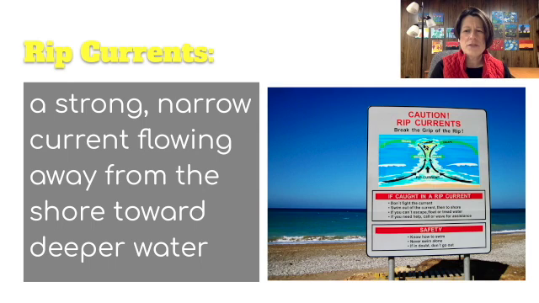The best way to escape a rip current is to swim, as you can see the swimmer in the diagram, swim parallel to the land until you can get out of the current.